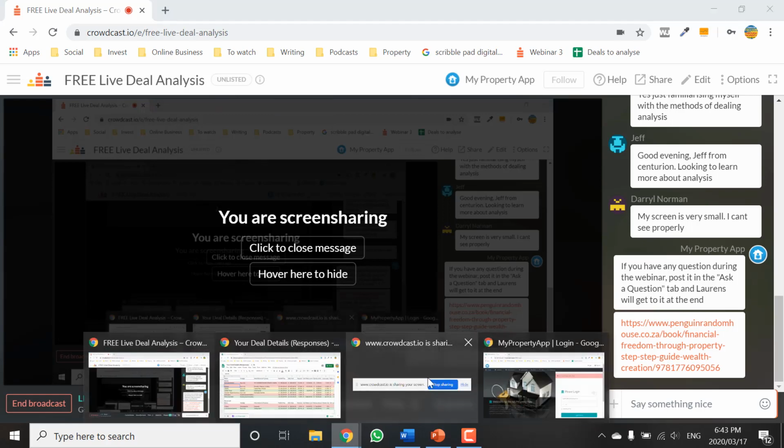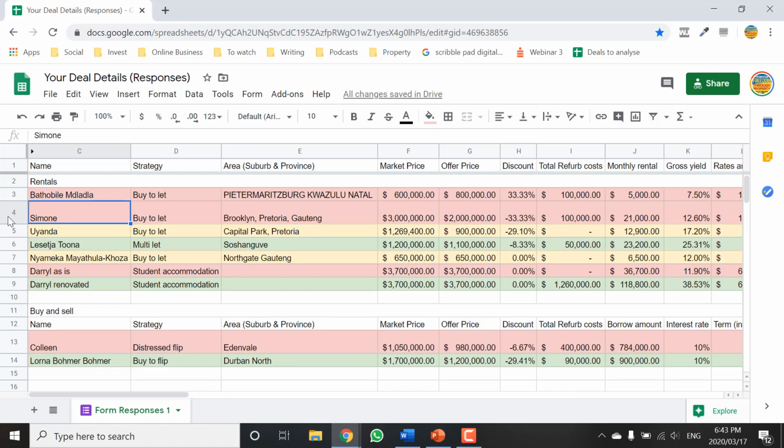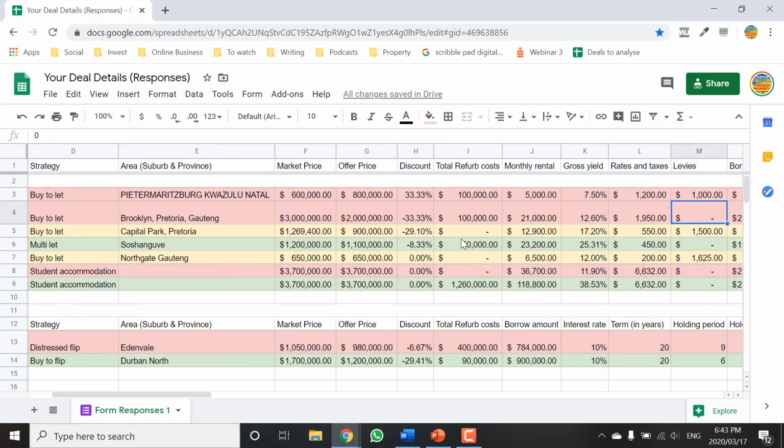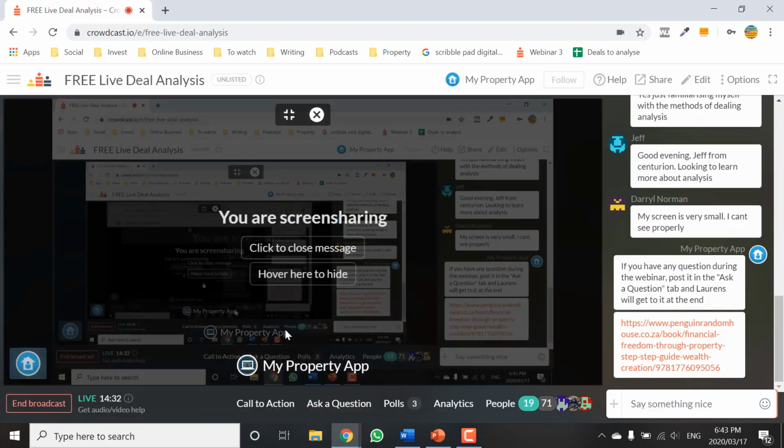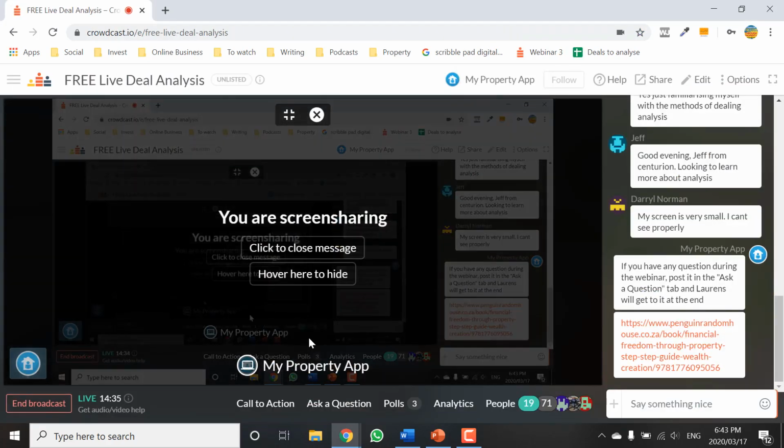Now, just quickly, this deal that Simone has sent us is a buy-to-let / student accommodation in Brooklyn, Pretoria, Gauteng. Market price is 3 million, offer price of 2 million. And then she's given us details in terms of the refurbs, the monthly rental, the rates and taxes, the levies, and then her financing costs. So, Simone, are you there? Can you hear us?